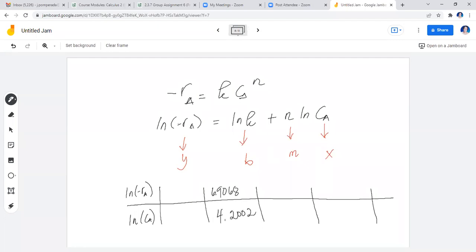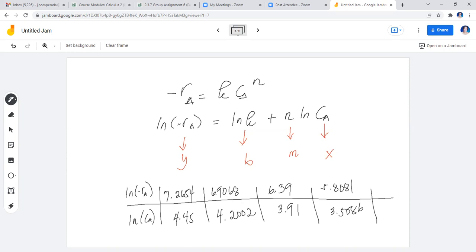4.2002. 7.2654 and 4.45. Next, Vincent, you have 6.39 and 3.91. Okay. You have 5.80, 81, and you have 3.5086. Thank you. So we have this now.